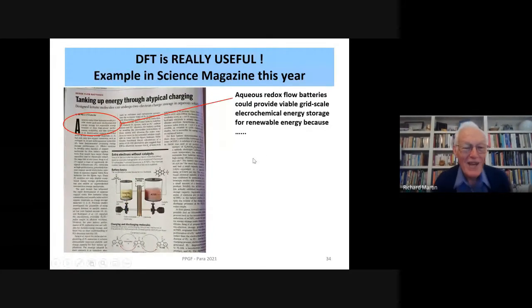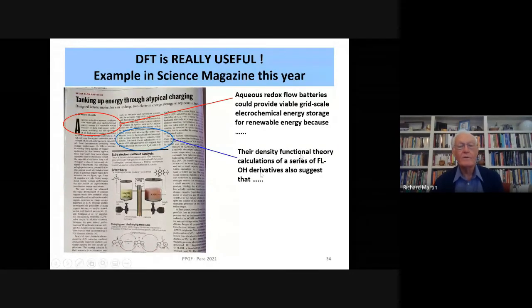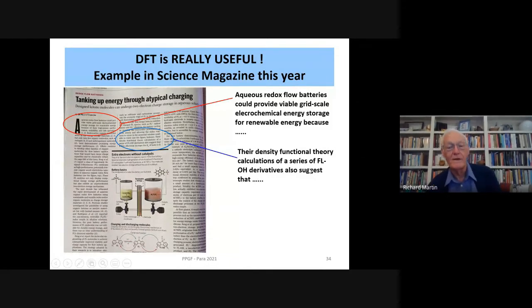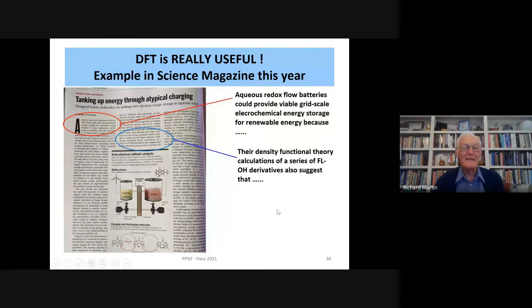I've made a challenge this year to see how much it is actually used. Here's work in Science magazine this year, the magazine for all areas of science. At least half the issues that I surveyed this summer mentioned density functional. Here's one that I happened to look at because I asked, what is a flow battery? And trying to understand it, it was really nice to find their density functional theory calculations of a series of molecule derivatives. It's heartwarming to see that a large fraction of the work on anything that involves materials uses theory combined with experiment.